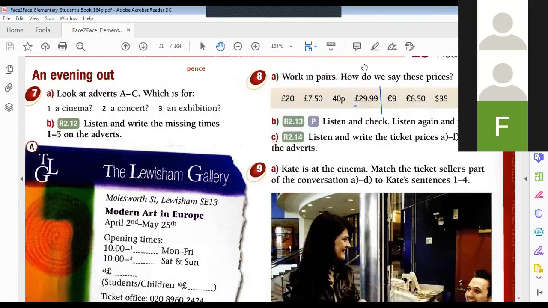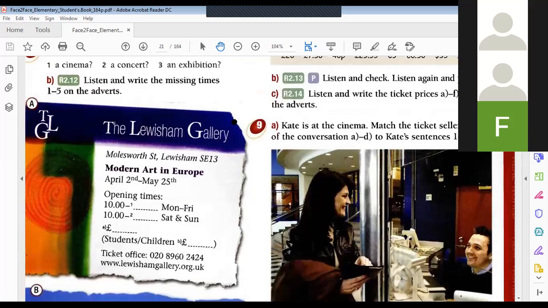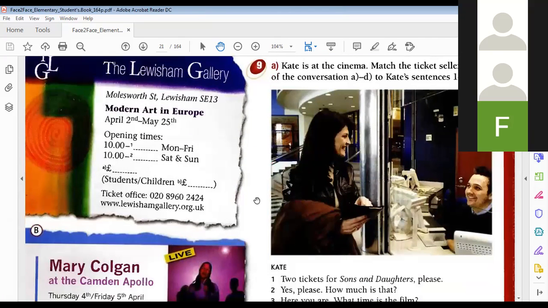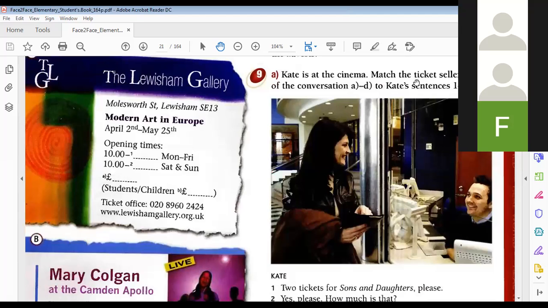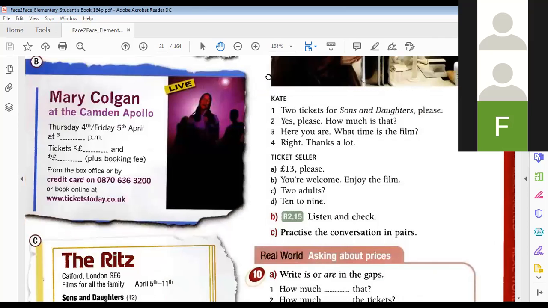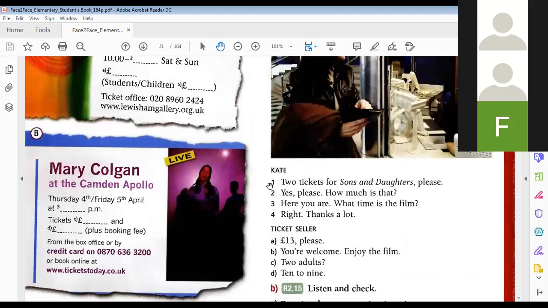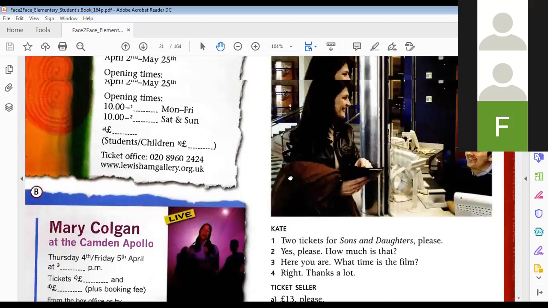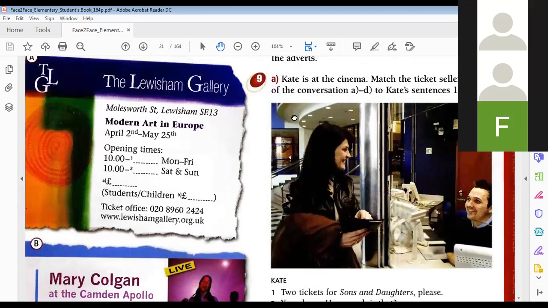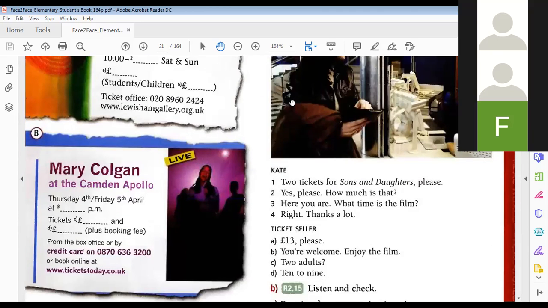Okay, now in number 9, we're going to check number 9. It says Kate is at the cinema. Match the ticket seller as part of the conversation A to D to Kate's sentences 1 to 4. All right, so here we have Kate and the ticket seller. So they're talking because Kate is going to buy a ticket, I think. All right, so I want you here to match the conversations and then we can check, of course.